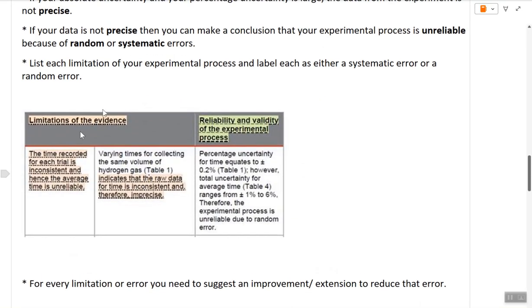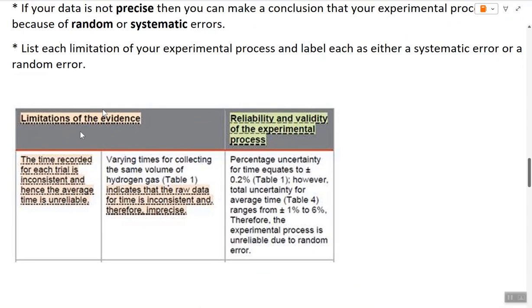So in the exemplar from QCAA, they have the limitations. So you can see some key words in this. Can you see imprecise? So the time recorded for each trial is inconsistent, and hence the average time is unreliable. You've got to use that word. Varying times for collecting a sample volume of gas indicates that the raw data for the time is inconsistent and therefore imprecise. So that's an example of a limitation looking at precision.